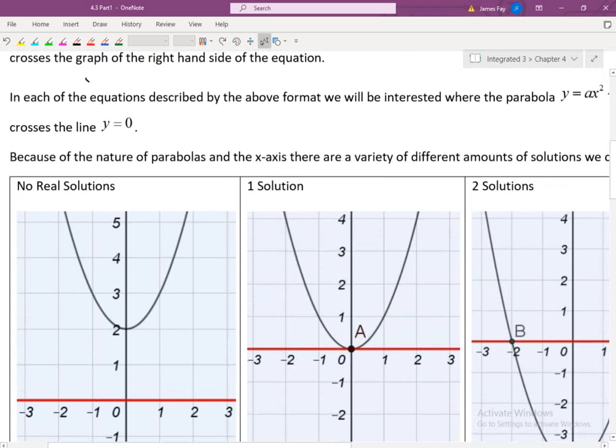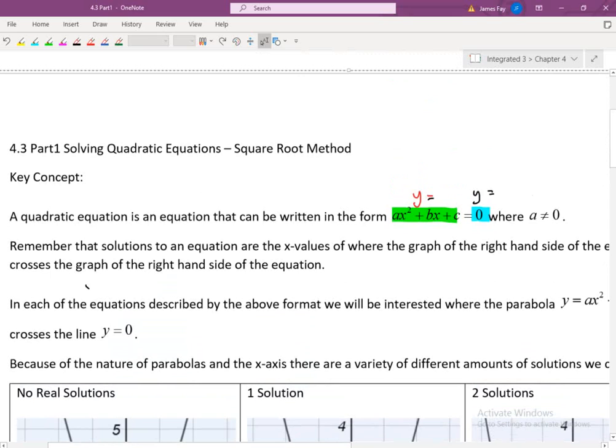So when we ask the question ax squared plus bx plus c equals 0, we're asking where the parabola crosses the x-axis. And when it crosses the x-axis, those positions are called x-intercepts. Does that make sense? Okay.